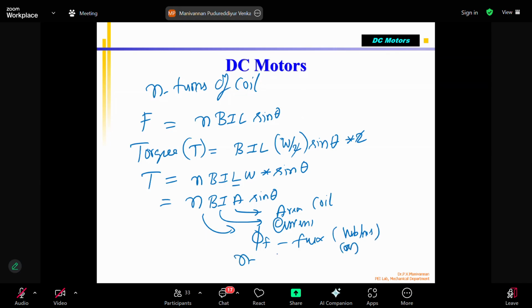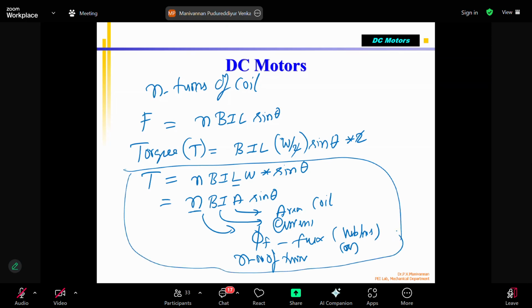Then N is the number of turns. If I want more torque for a given setup, I can increase the number of turns. As I increase more, the motor torque will increase. This is the basic equation which provides how much torque is produced in a DC motor. Correct? In a DC motor, this is what we are talking about.